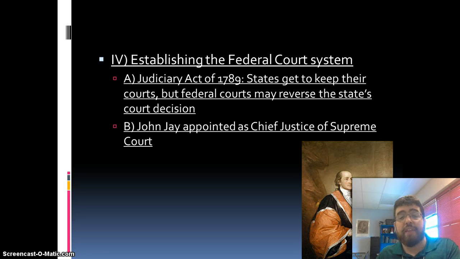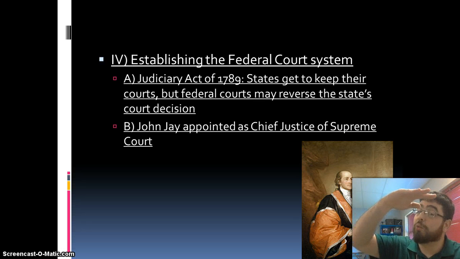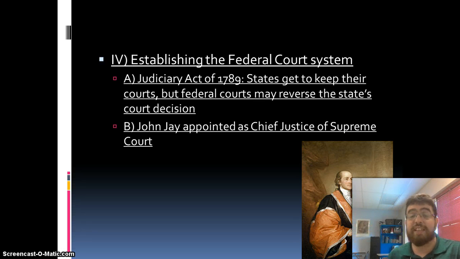So from there, the next thing that Washington and Congress have to do is establish the federal court system. So he helps pass the Judiciary Act of 1789 through Congress. And this says that states get to keep their individual courts, but also federal courts are going to be put into place on top of the other ones and may be able to reverse the state courts' decision.